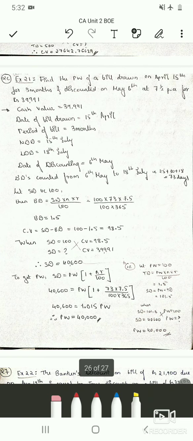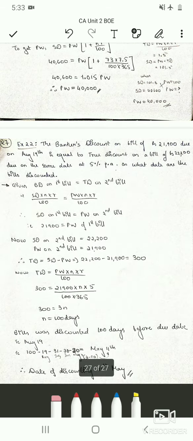So the 21st problem is, find the present worth of a bill drawn on April 15th for 3 months and discounted on May 6th at 7.5% for rupees 39,991. So in this question, again they have given cash value and they have asked to find out present worth. So I have simplified. You guys go through this and try to solve.